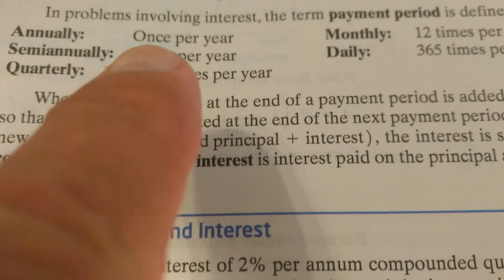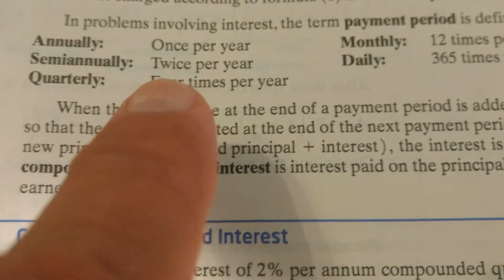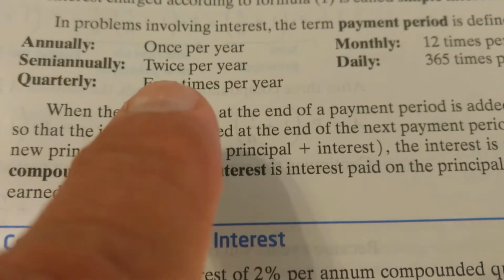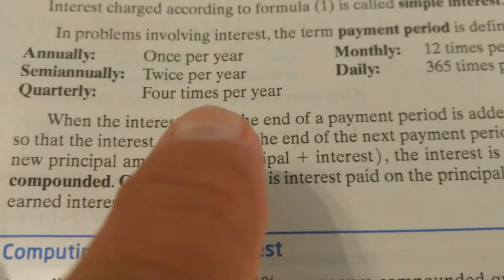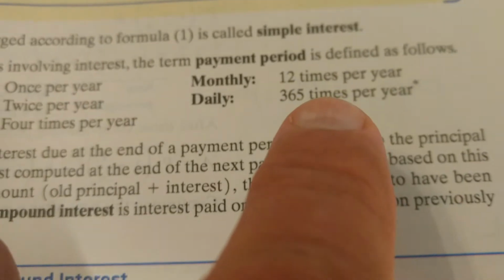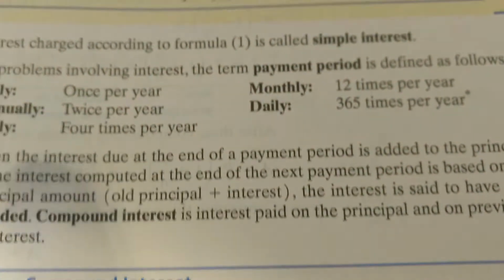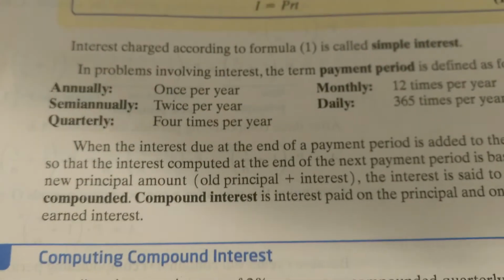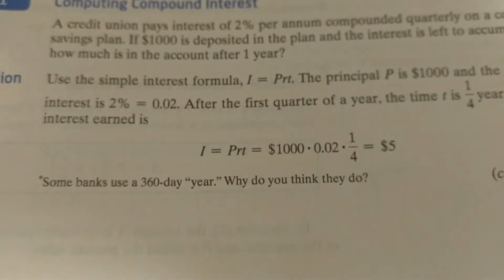They can compound it annually, which means once a year, so it's 1. Semi-annually, which means twice a year, which means 2 times a year. Quarterly, which means 4 times a year. Monthly, which means 12 times a year. Daily, which means 365. And these are the only 5 values that you can use for N in the compound interest formula. Here's an example problem.